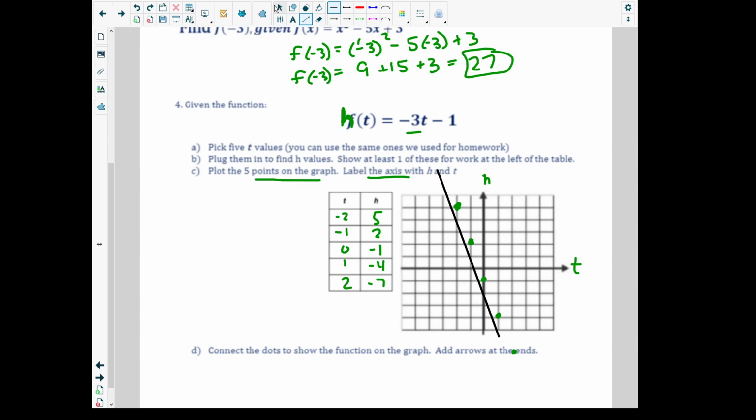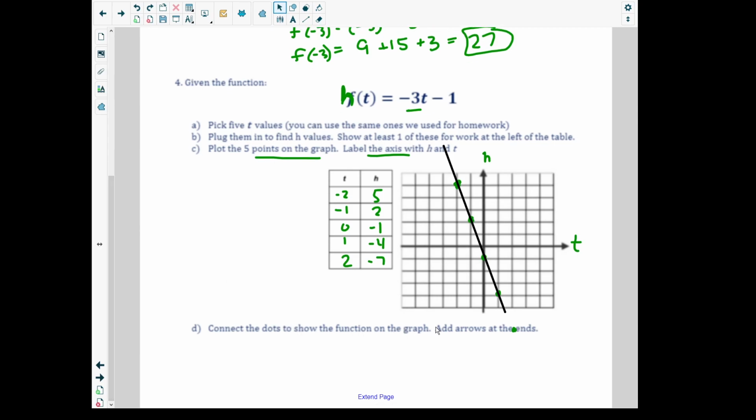Okay, let me grab the selection tool. And I'm roughing it here a little bit. Yeah, that's good enough. Okay. All right. And there's our line of h of t, so that's the graph of this linear function, right? And that looks like a linear function, okay? Connect the dots to show the function as a graph, add arrows at the ends. Okay, I didn't do that, so let's do that. Because the line goes on forever in both directions here.